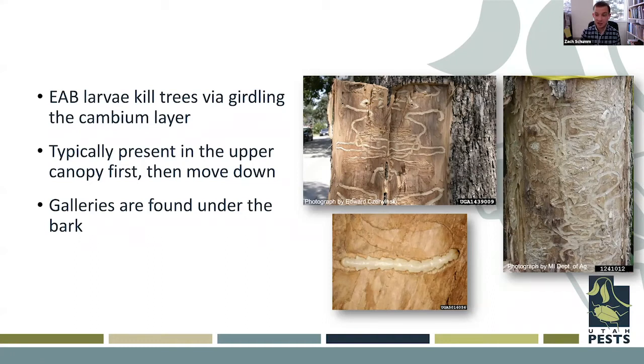If you can combine these galleries with a D-shaped exit hole, odds are you do have emerald ash borer, but it's always good to confirm that still. So again, scouting underneath the bark is one of the best ways, and looking for that D-shaped exit hole is extremely important to diagnosing emerald ash borer.